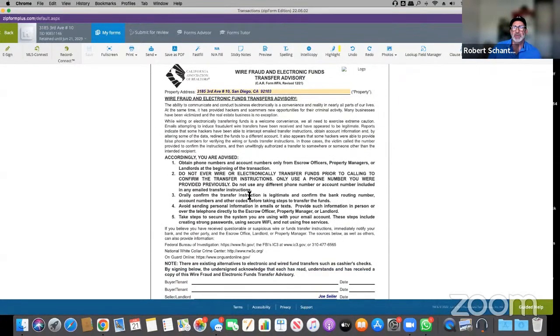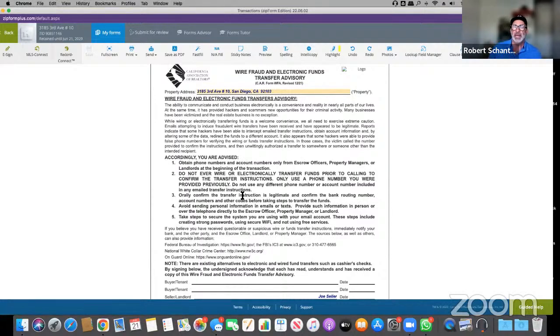The next form is the wire fraud and electronic funds transfer advisory. This is an important form mostly for buyers, because it's buyers that are going to wire money into escrow more than sellers will, okay? But you need to advise them on the wire fraud and electronic funds. And this is a form that you just don't breeze by.